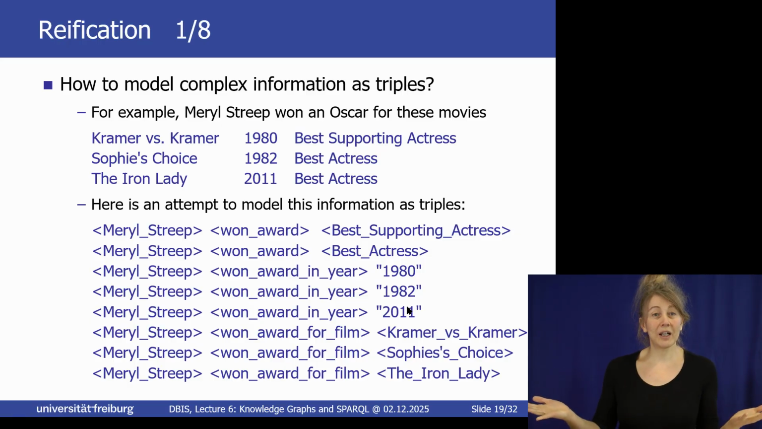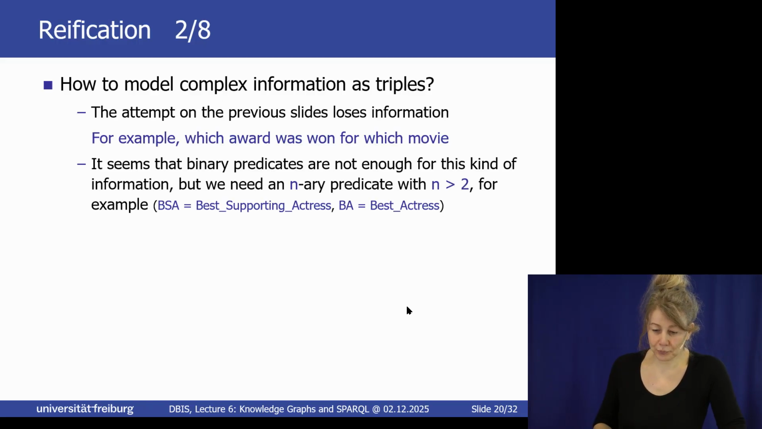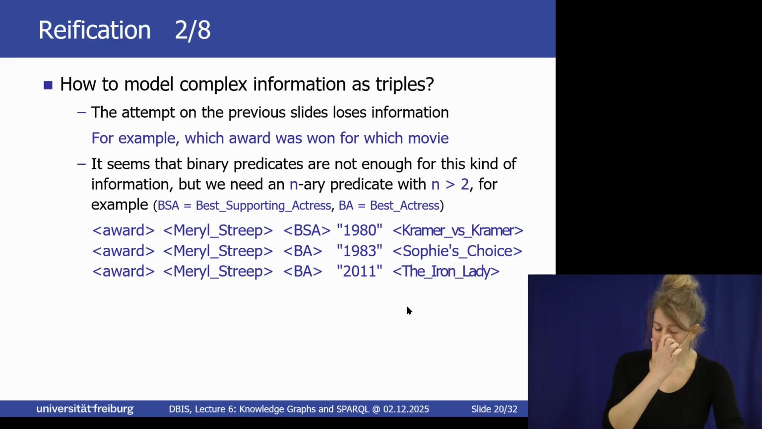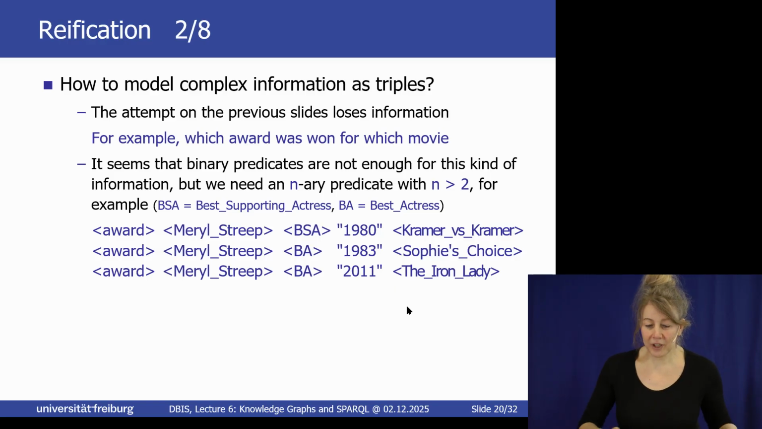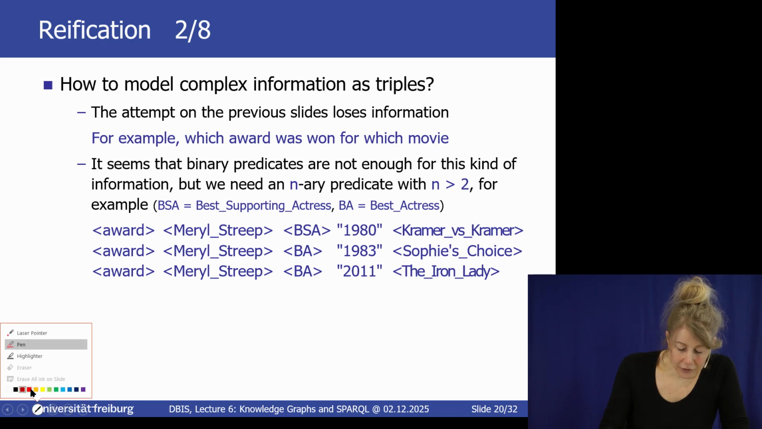So is that the price you have to pay for this beautiful data model? And the answer is you can do it. So it seems that binary predicates are just not enough. So what if we just had more than binary predicates? Binary means a predicate has a subject and an object, but it looks like we need more information here. So this would be an example of a 4-ary predicate, right? Let me just write that here.